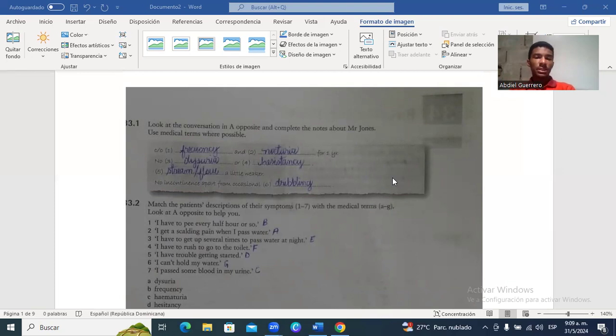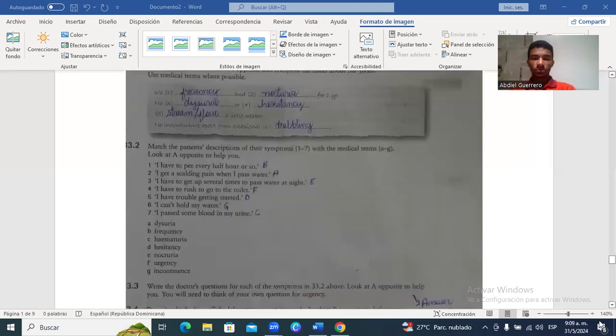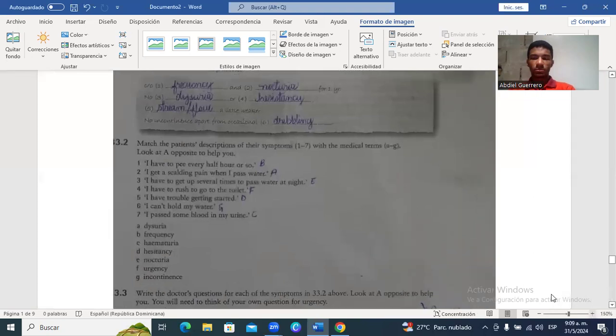Frequency and nocturia for one year, dysuria or hesitancy, stream flow a little weak, no incontinence apart from occasional dribbling.